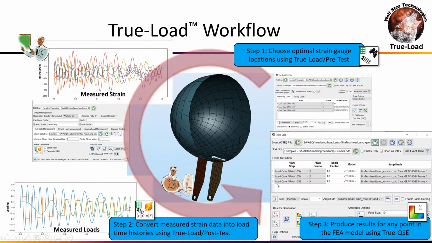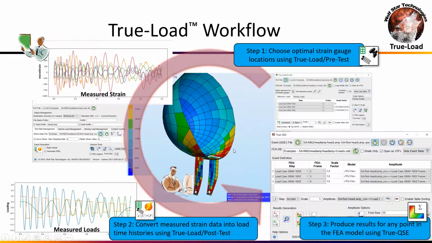Once you're happy with that, you can then go in and use the True QSE files that are generated. So these True QSE files here, we've got our 3 unit load cases now, and then the 3 loading functions that were just calculated from post-test, to simulate the environment. And then we can go and probe any node and element we want for any response we want, or we can generate full field operating deflection shapes.